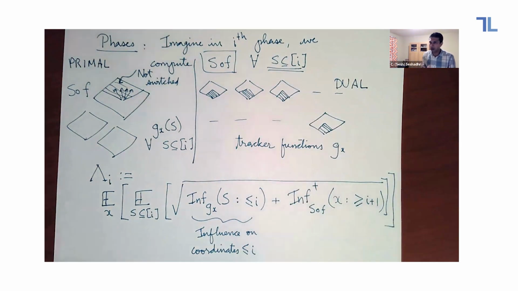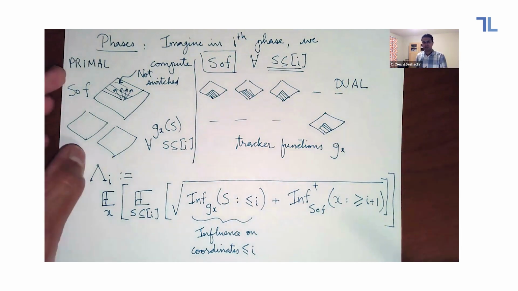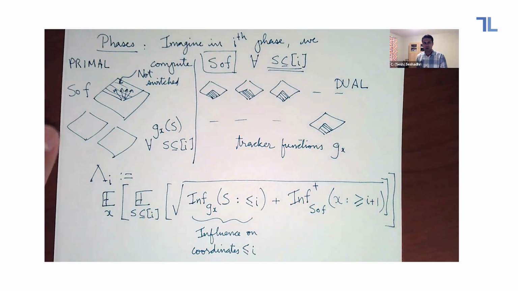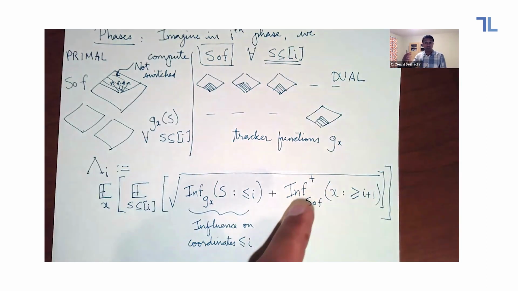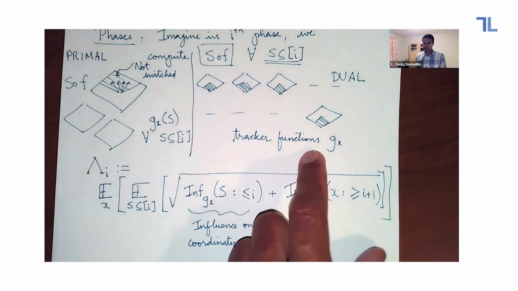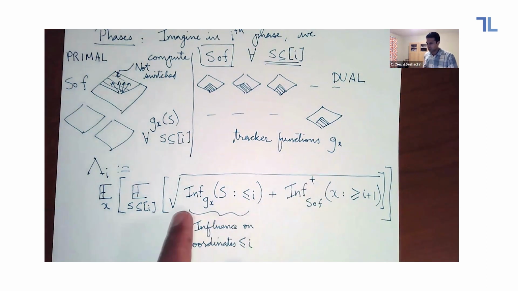I'm abusing notation here. There's no linear programming duality or anything like that, but it's like that. The primal view says you're just looking at the function as you're doing all the switches, so you're looking at a primal objective. In the dual, you're looking at these tracker functions, and then you're looking at the influence here. This expression sort of makes sense. Any questions? Okay, I'll take the silence as a sign that I can move on.